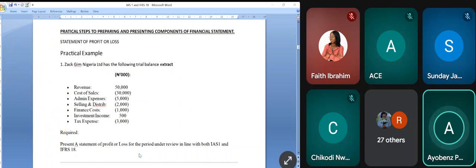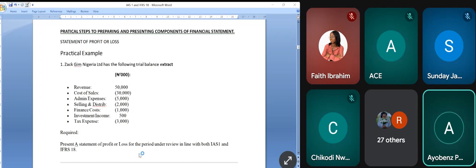Required: present a statement of profit or loss for the period under review in line with both IAS 1 and IFRS 18. We don't know if your question will come in this line, but I have to start preparing you just in case they surprise us and bring your question this way. They may say prepare both, to test if you have the understanding.